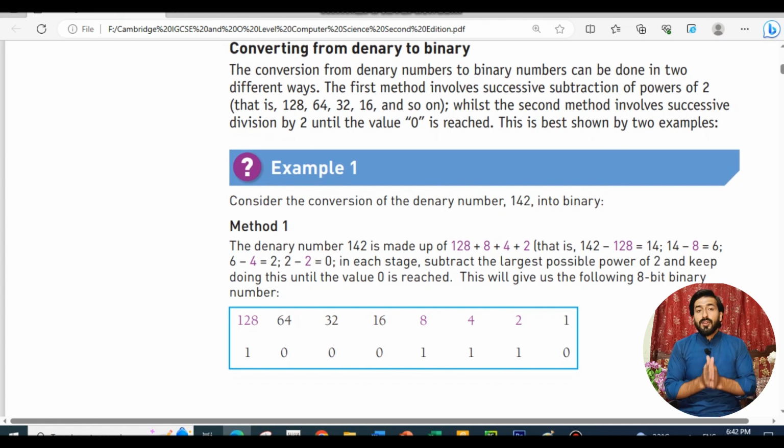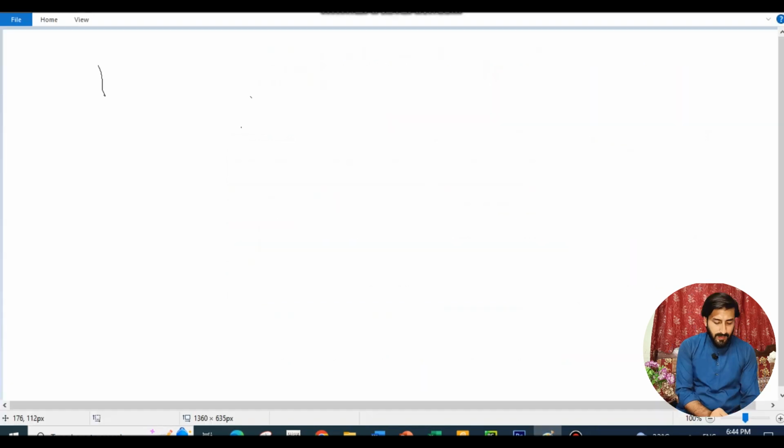So there are two methods for carrying out such conversions. We will go through each method one by one. The first method, as you can see on the screen, we have been given a denary number which is 142. So we have to convert it bit by bit into the binary number system. So method 1, in which we have to carry out subtractions.